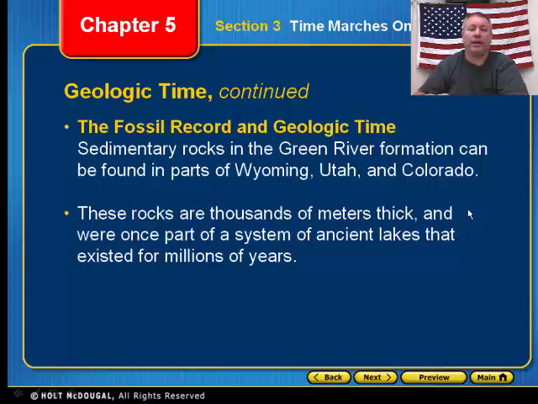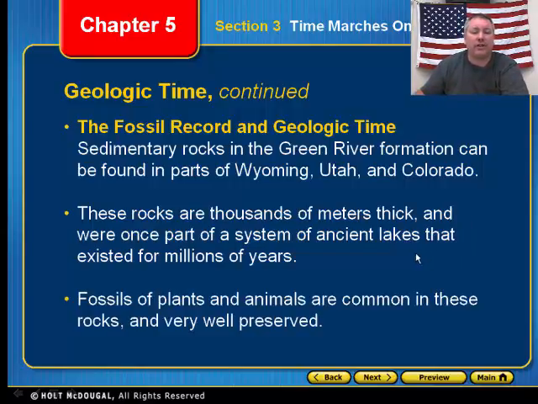Another place we can go is called the Green River Formation, which is in Wyoming, Utah, and Colorado. Those rocks are thousands of meters thick, and inside those rocks we find all kinds of fossils. We find fossils of snakes, leaves, turtles, and fish. All those different things we find in the Green River, Utah area.